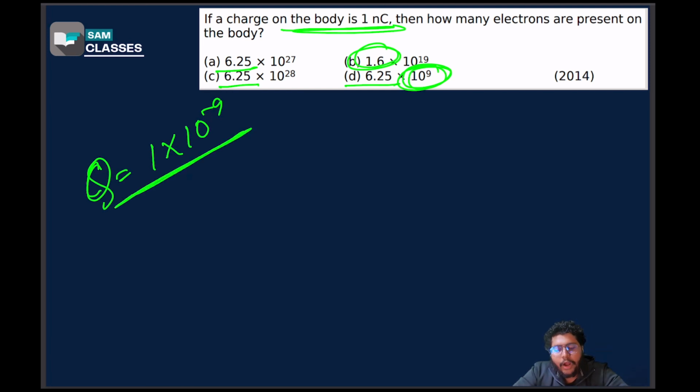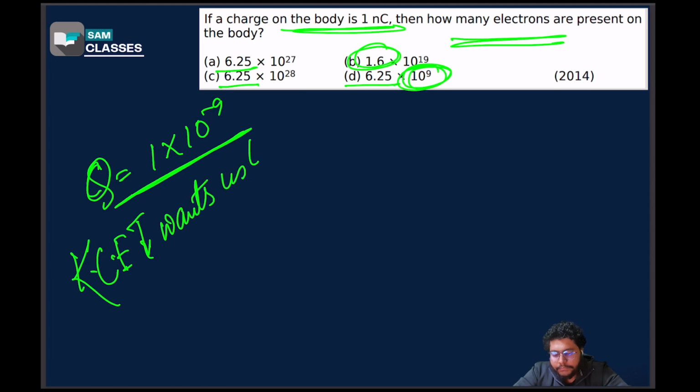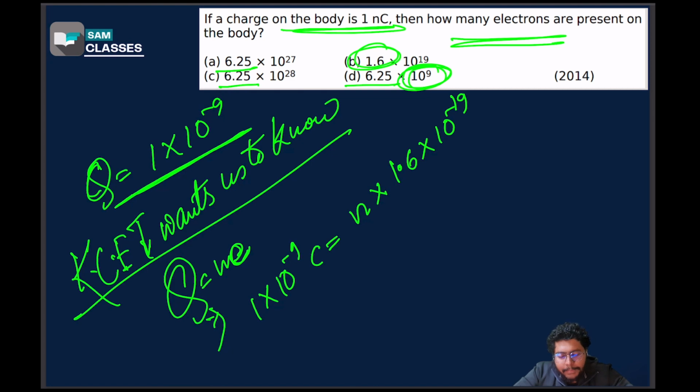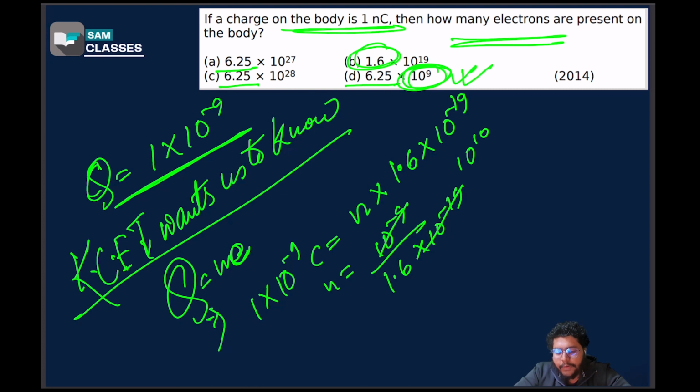So first, the charge is given, and how many electrons are present? We know what KCT wants us to know: that you should know this formula, Q is equal to NE. Q is equal to charge, and charge is 1 into 10 power minus 9 coulomb. That is equal to the number of electrons, which we don't know, times the charge on each electron, 1.6 into 10 power minus 19. So if we just solve the power also, n is equal to 10 power minus 9 by 1.6 into 10 power minus 19. If you solve this, you'll get somewhere around 10 power 10.